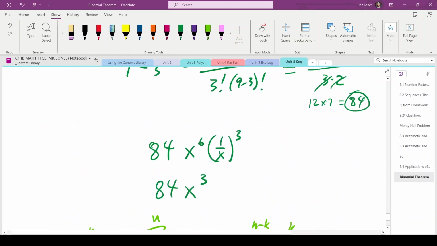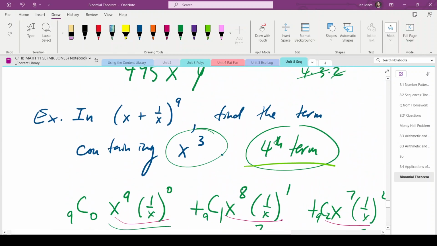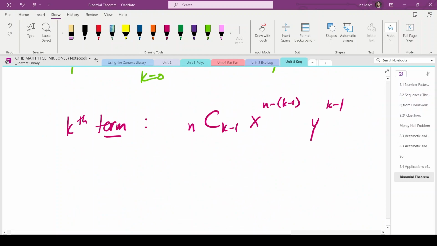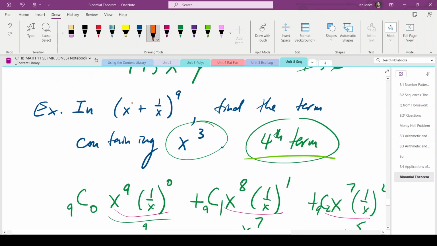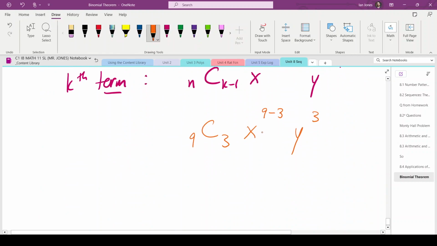So I have that n is 9. So I can just say 9 choose, for the fourth term, 4 minus 1 is 3, x to the 9 minus 3, y to the 3. And in this case, my x is actually an x, and my y is 1 over x. And so I'm going to calculate 9 choose 3, just for fun.